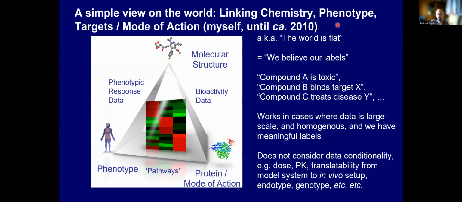And in this worldview, we believe our labels: a compound is toxic, a compound binds a target, or a compound treats a disease. It's a simplified view, because whether a compound is toxic depends on dose. Whether a compound binds to a target depends, in the brain, let's say, on whether it actually reaches the brain. Does a compound treat a disease? Well, it depends on dose, on disease endotype, and so on. But in this simple worldview, we believe our labels, and that can be helpful.